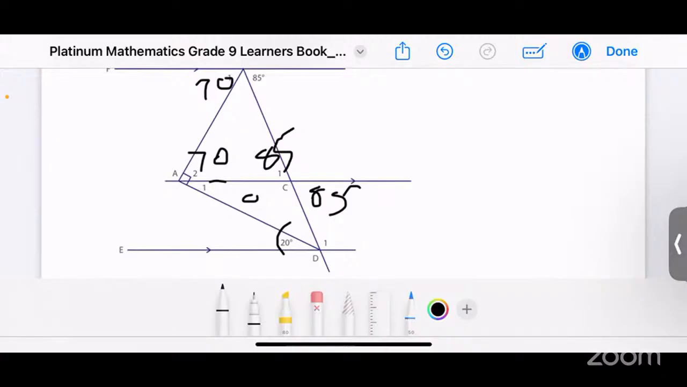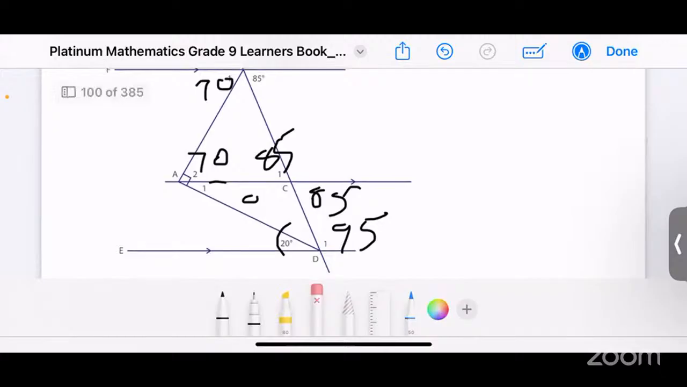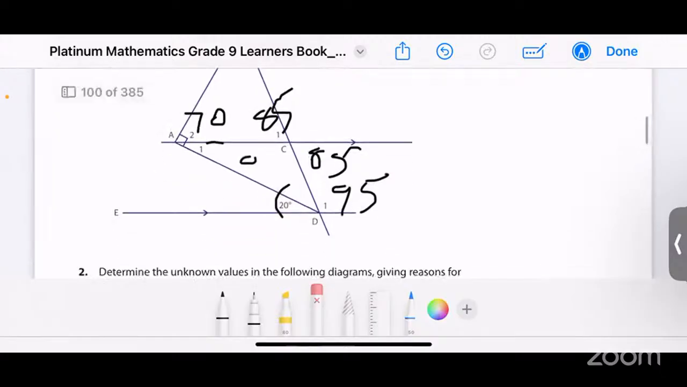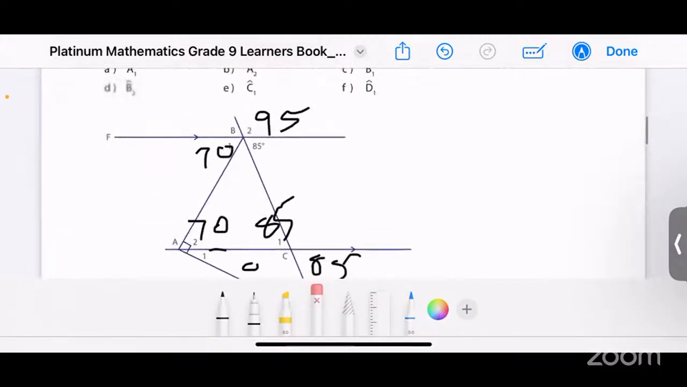And then if we've got 85 there, what about D1? These are now co-interior angles. We are now saying 85, 180 minus 85, we got what? 95. Now, I want us to write everything, ne? So that you understand. We are now going through each and every item, so that you can understand.